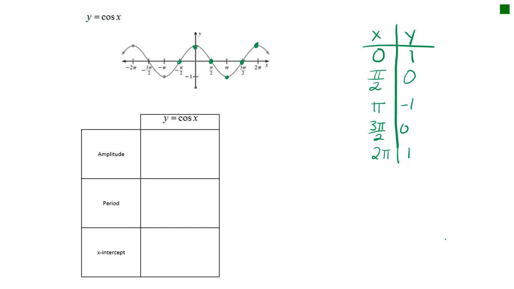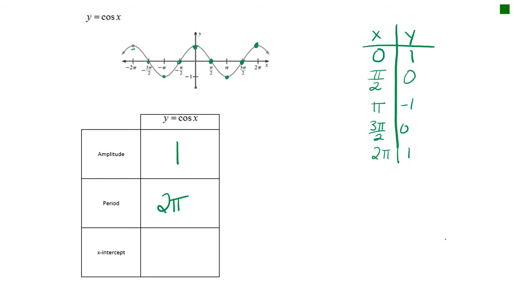And then we have the negative versions down here. There's a little bit of reflection of that. On this one, our amplitude is still 1. Our period is still 2 pi, because that's how long it takes to get around the unit circle.